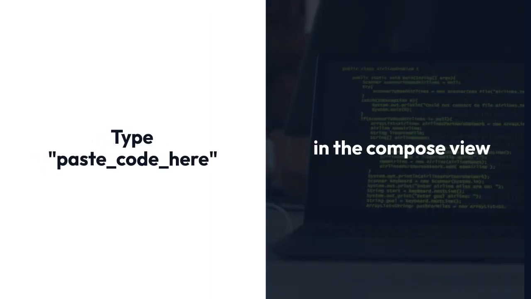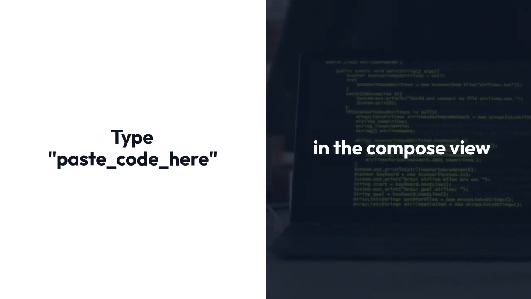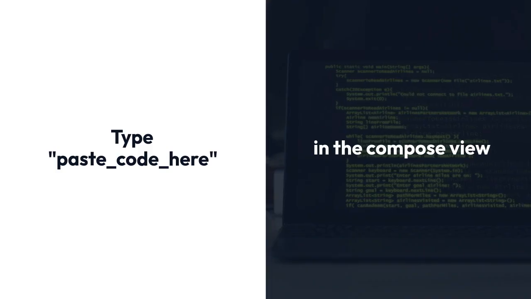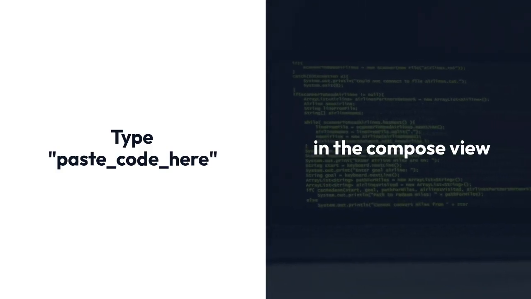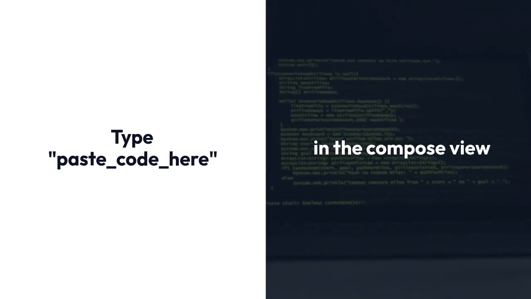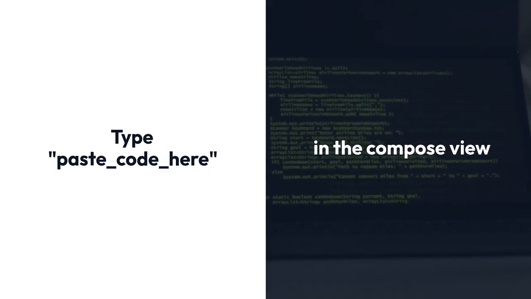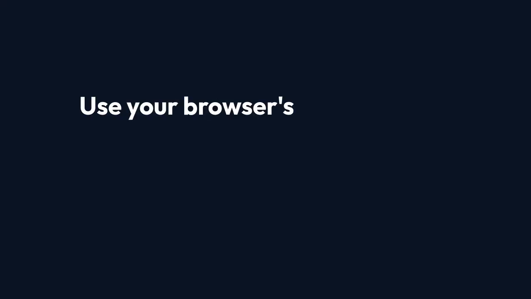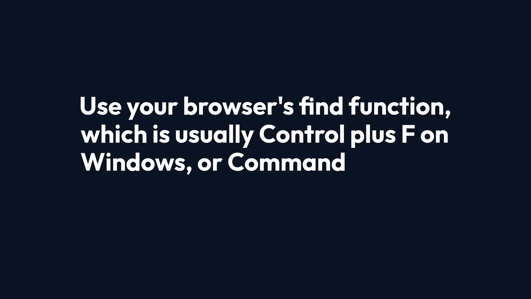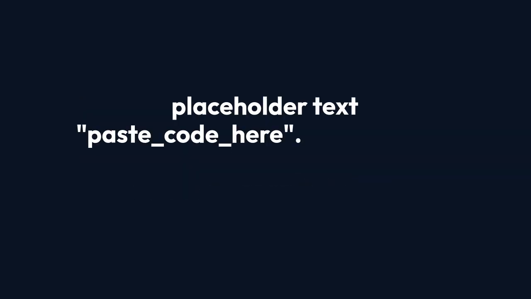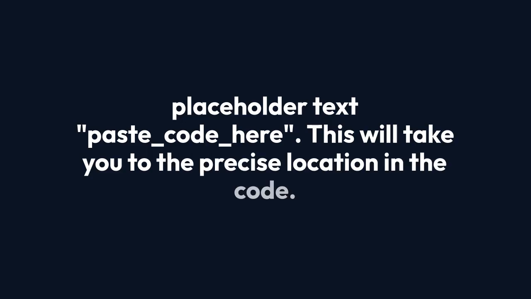Here's a pro tip to make it simple. Go back to the Compose view and type a unique placeholder word, like paste_code_here, exactly where you want your HTML element to appear. Now, switch back to the HTML view. Use your browser's find function, which is usually Ctrl+F on Windows or Command+F on a Mac, to search for that placeholder text, paste_code_here. This will take you to the precise location in the code.